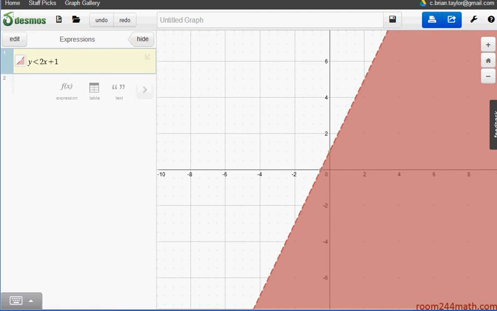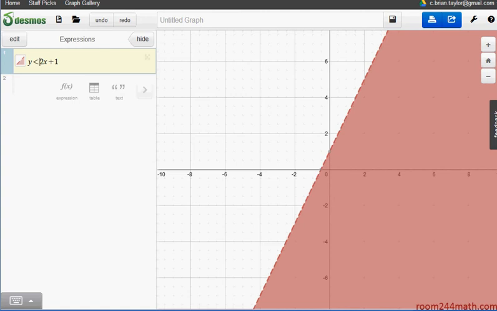The only time you wouldn't want to test the origin is when the line, the boundary values, passes right through the origin. So if you take 0, 0 and you replace y and x with 0, do you get a true statement or a false statement? In this case, 0 less than 2 times 0 plus 1. So 0 less than 1 is true, which means that's the side of the boundary line we want to be on. And indeed, that side is all shaded in.